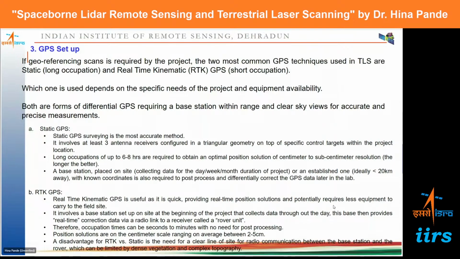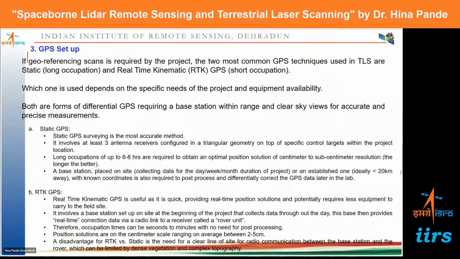It involves a base station setup on the site at the beginning of the project, and this collects data throughout the day. The base then provides real-time correction data via radio link to a receiver called the rover unit. Therefore, occupation time can be within seconds to minutes and no need for post-processing like in the static GPS. So position solutions are in centimeter scale, averaging between say 2 to 5 centimeters.